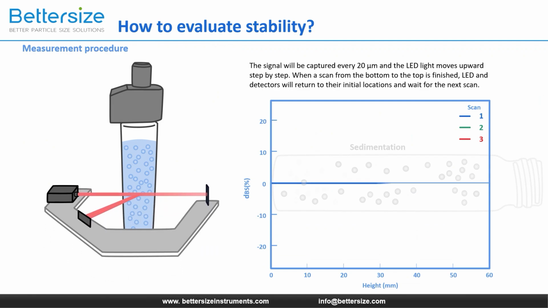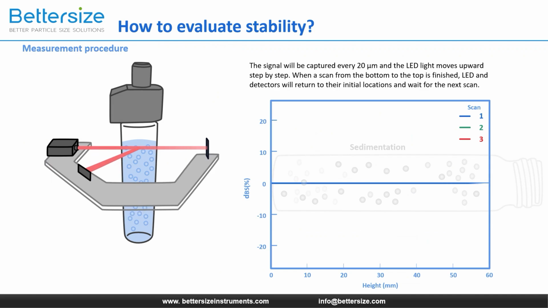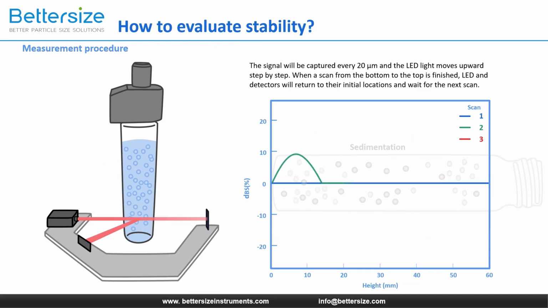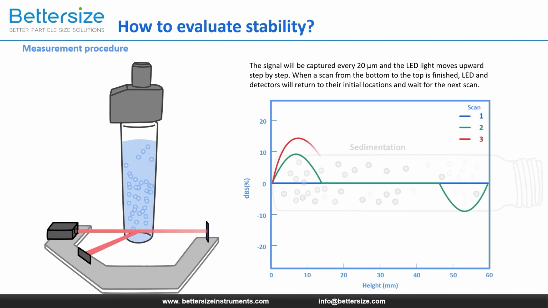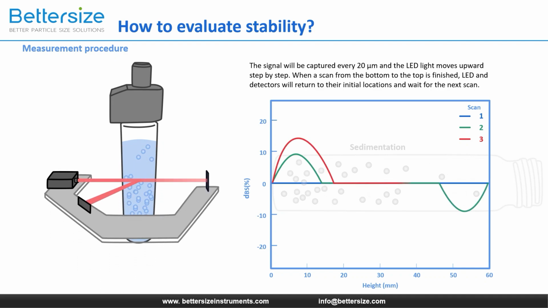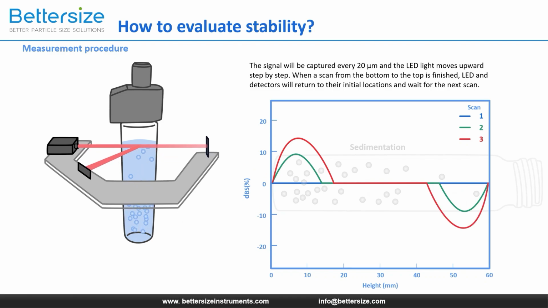The signal will be present in the form of delta data. As mentioned before, a setup containing an LED light source and two detectors moves upwards. The transmit and the backscatter signal will be recorded every 20 micrometers in the vertical direction. The blue line represents the first scan and is considered a reference scan. The green and the red lines are the second and the third scans.